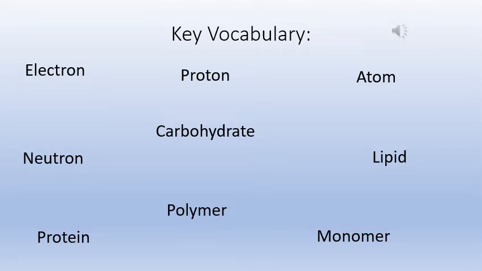Finally, we have monomers and polymers. Monomers are the building blocks of a polymer. Think of this like a Lego car, for example. The car is the polymer, the final product. The Lego bricks are monomers, the things that build and join together to create the final product.